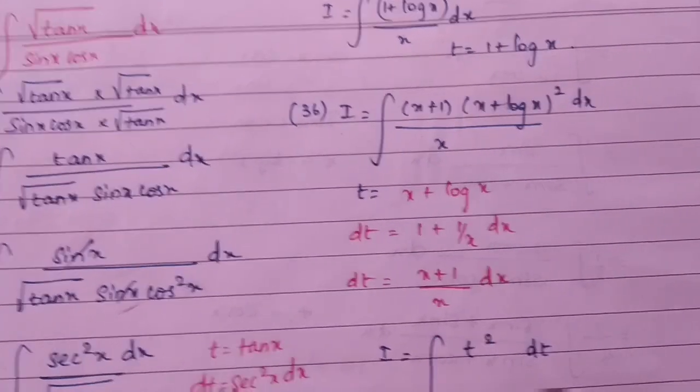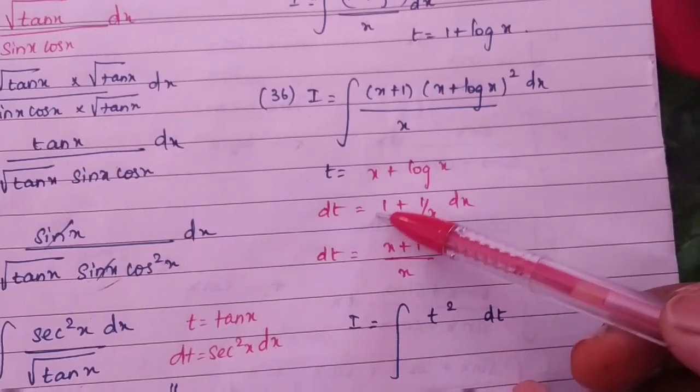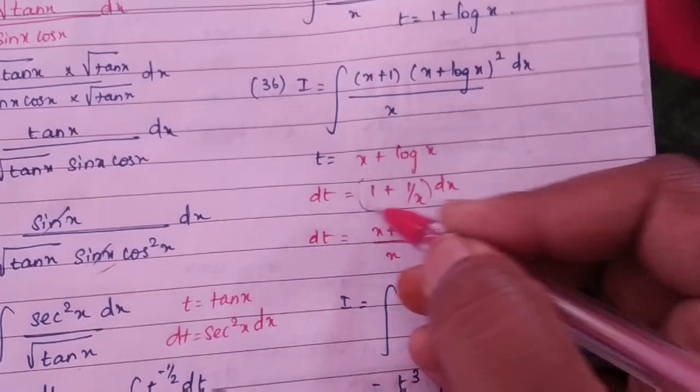Take t to be x plus log x. When you differentiate this, you will be getting 1 for x. When you differentiate x, you will get 1. Log x when you differentiate, 1 by x. Then dx.